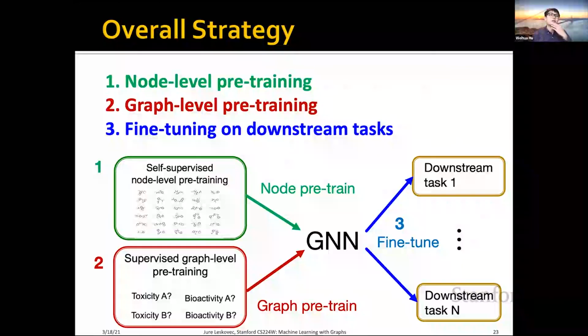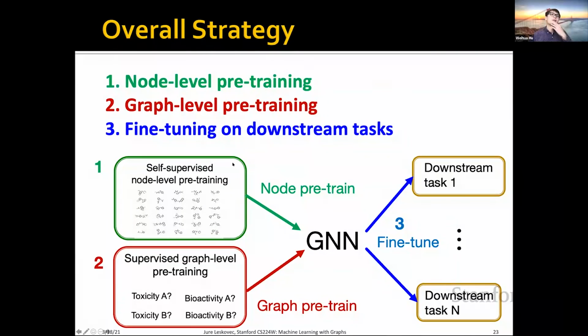So to summarize the overall strategy, we first perform node level pre-training to obtain good node representations. We use that pre-trained parameter to further perform pre-training at the level of graph using supervised graph level pre-training. Once we've done both steps, we fine-tune the parameters on the downstream tasks that we care about. So this is the overall strategy.